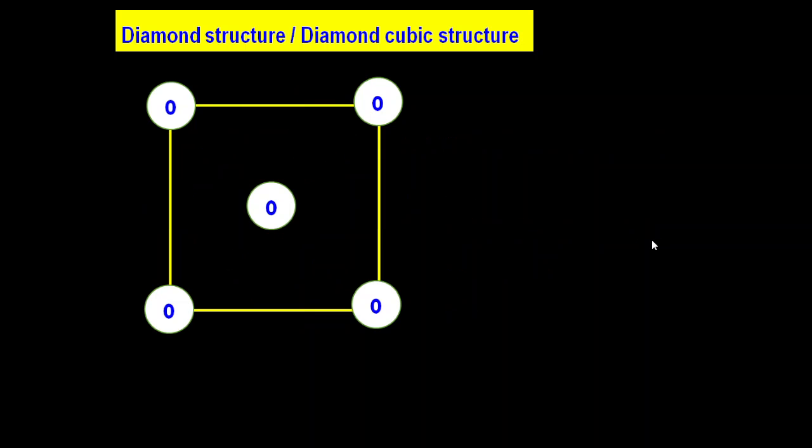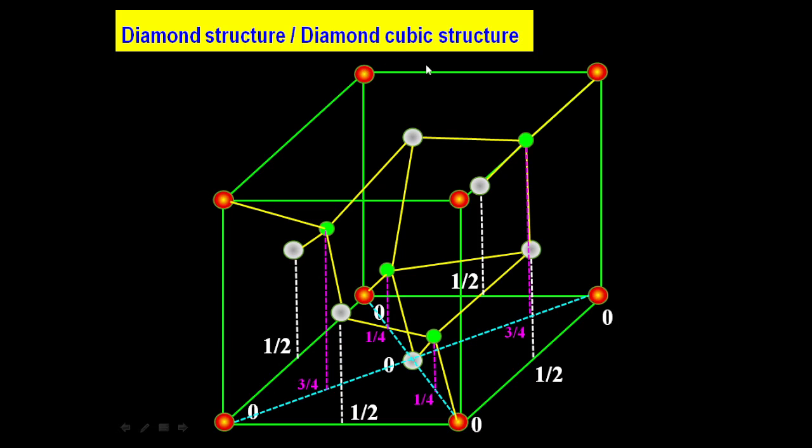Again I am showing that. Just look at this structure. There are 8 atoms, these red atoms, present at the corners of the unit cell. Each one has 1 by 8 contribution. There are 6 face-centered atoms, which I have shown in white color, and there are 4 atoms present inside the unit cell, which I have shown in green color. So how many atoms if I count: 8 atoms at the corner, 6 at the face center, and 4 inside the unit cell. So total 8 plus 6 is 14, plus 4 is 18.